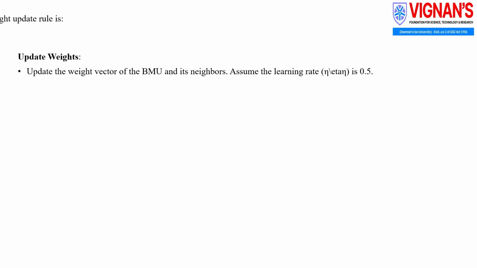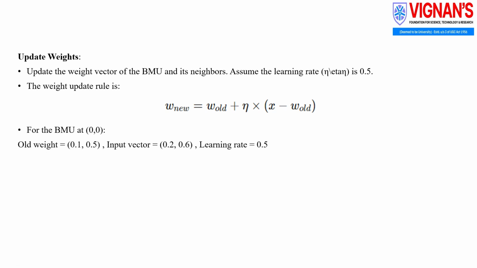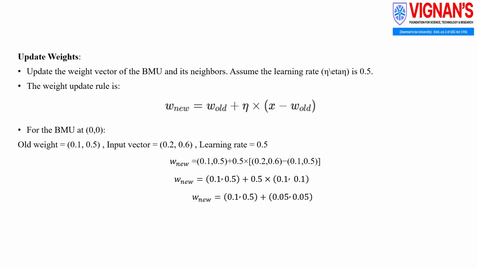After finding the best matching unit at position (0, 0), the next step is to update its weight vector so it moves closer to the input. We use the weight update rule: new weight equals old weight plus learning rate times (input minus old weight). Here, old weight is (0.1, 0.5), input vector is (0.2, 0.6), and learning rate is 0.5. Therefore, the updated weight vector of the BMU becomes (0.15, 0.55).